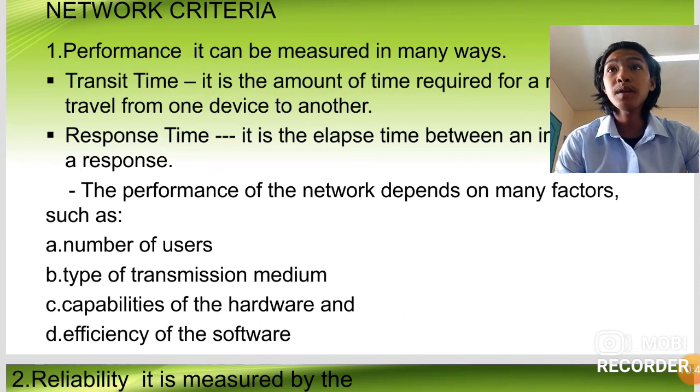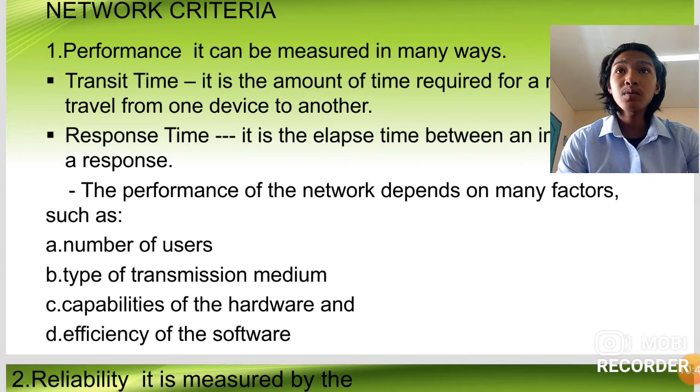Efficiency of software. Ito naman guys, yung efficiency characteristic was one of the 6 software quality characteristic and was defined the capability of the software product to provide appropriate performance relative to the amount of resource used under stated condition.